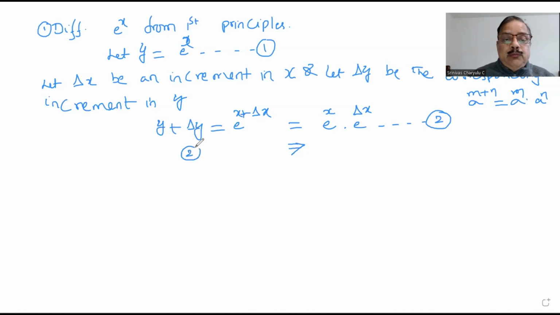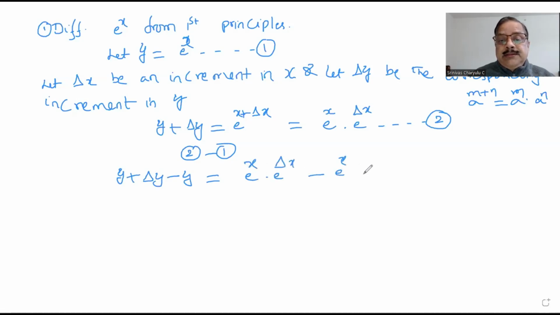Now what we do? Second equation minus first equation. Second equation minus first equation means y plus delta y minus y is equal to e to the power of x into e to the power of delta x minus e to the power of x. Second equation is e to the power of x into e to the power of delta x. First equation is e to the power of x. Take e to the power of x common. So you get here e to the power of delta x minus 1. Here y and y got cancelled.